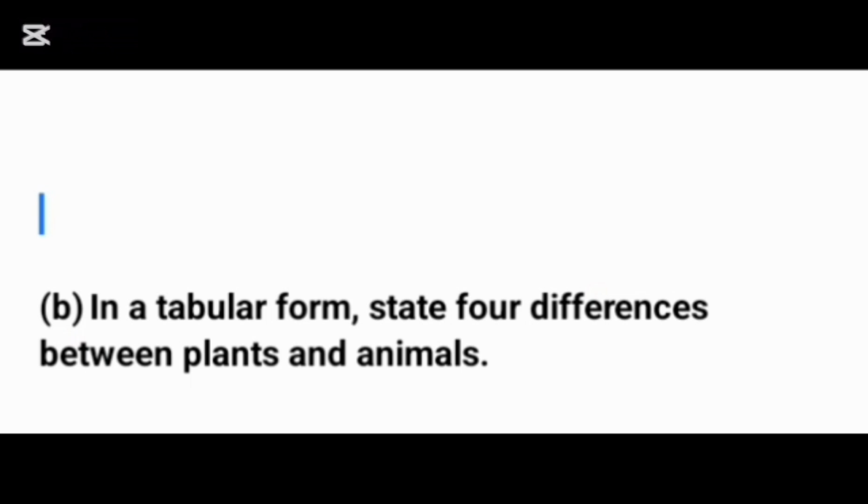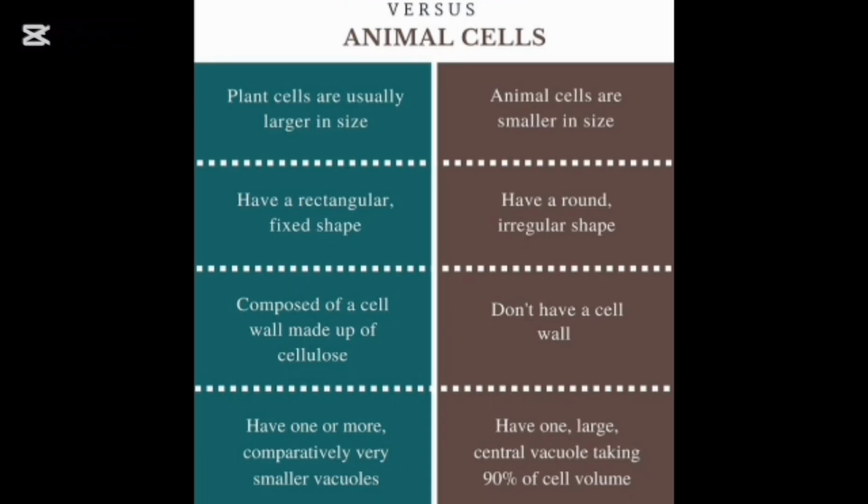Now, in a tabular form, state 4 differences between plants and animals. So, plant cells and animal cells. Plant cells are usually larger in size, animal cells are smaller. Plants have a rectangular fixed shape, animals have a round irregular shape. Plants are composed of a cell wall made up of cellulose, while animals do not have any cell wall. And lastly, plant cells have one or more comparatively smaller vacuoles, while animal cells have one larger central vacuole taking 90% of cell volume.